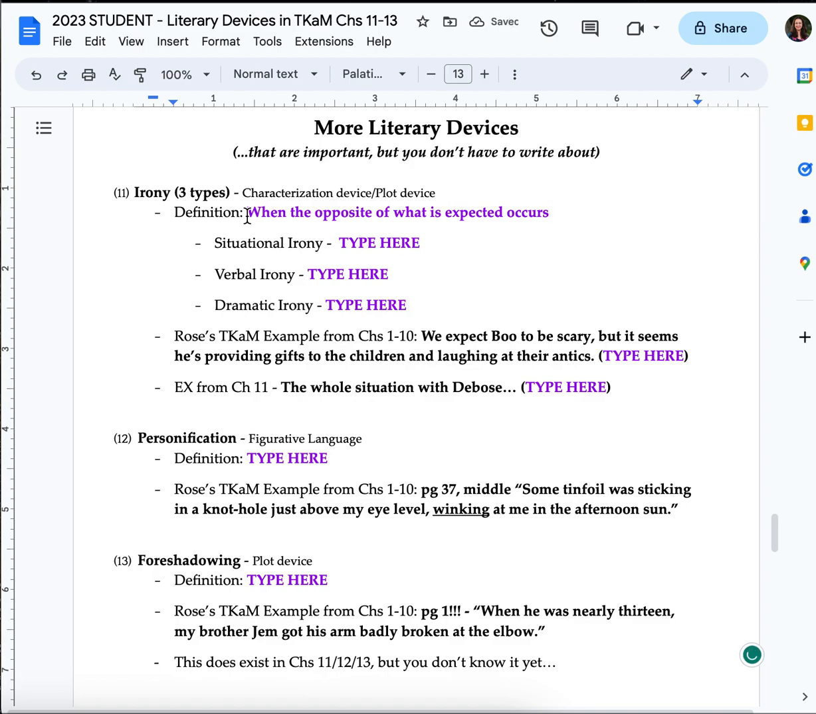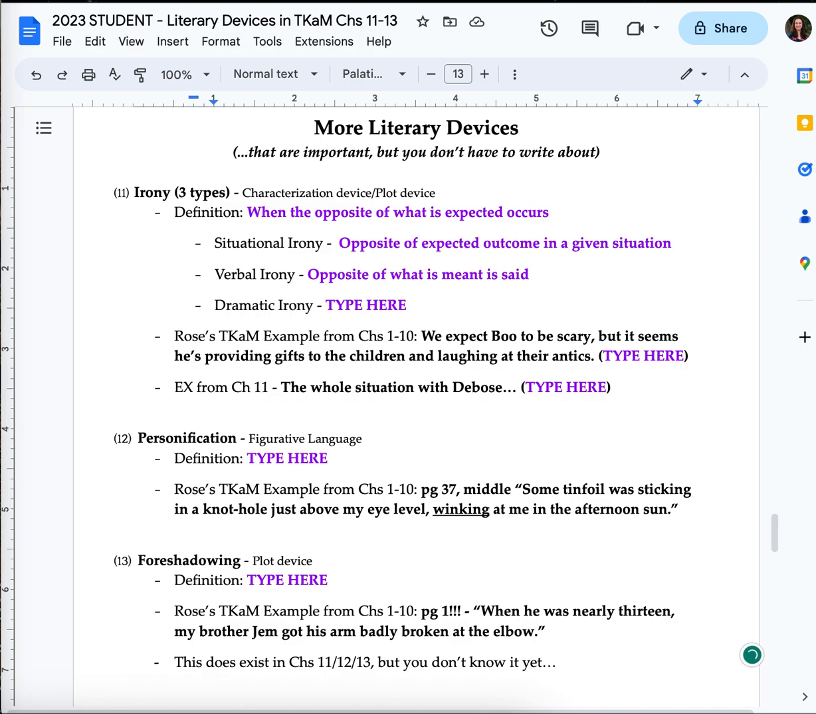So irony is when the opposite of what is expected occurs. How that applies, there are 3 types. Situational irony is generally the most common, though I do hear a lot of verbal irony from middle schoolers. But situational irony is the opposite of an expected outcome in a given situation. And again, we talked all through this in Romeo and Juliet, so I'm not really going to stop and give examples here.